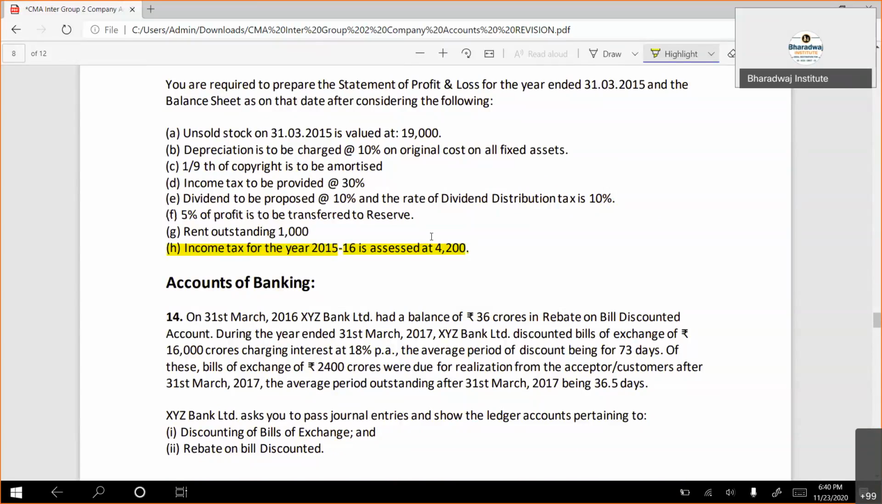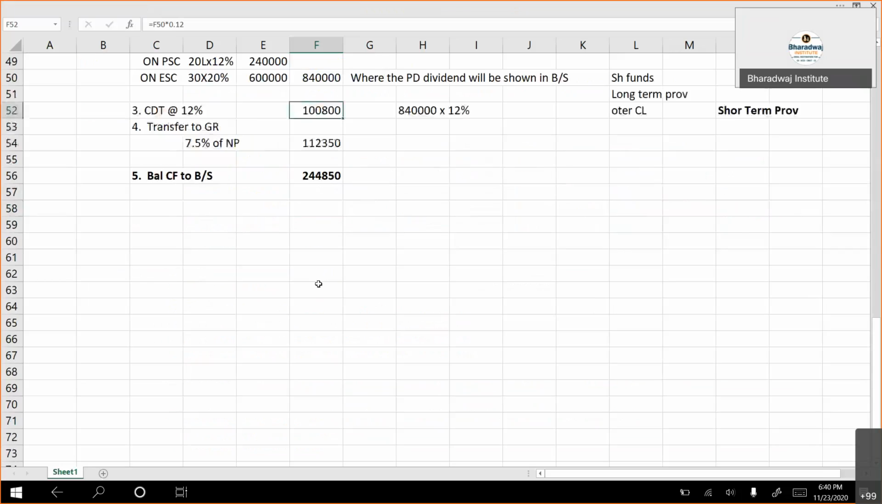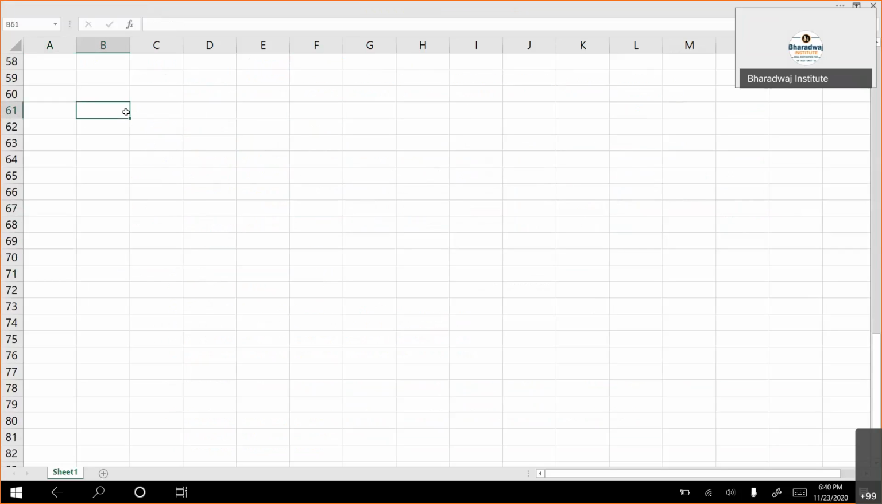Okay, so let us work out step by step. The 12th question is for your homework. I am yet to provide answers for the issue of shares chapter. I will provide for the 12th question also.